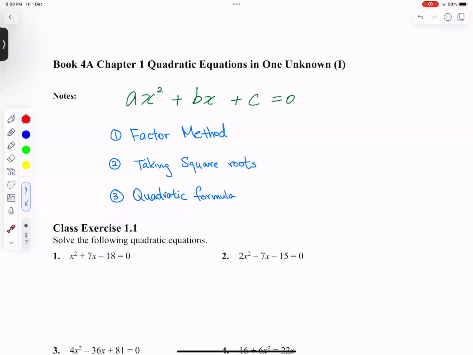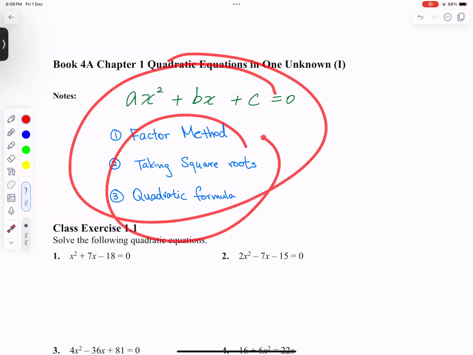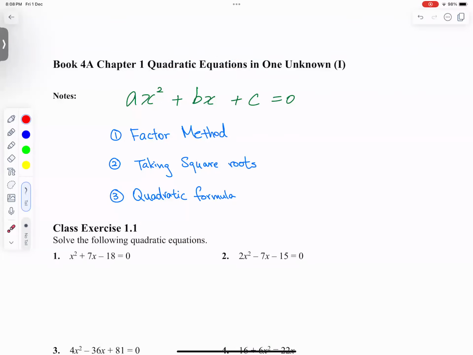So, quadratic equation, 3 methods to do it. The only goal is to find the value of x in this chapter 1. Chapter 2 has the same topic too, but then they don't just need you to find x. They ask you a lot more things. So we focus on this chapter first, learning to find the value of x with different methods.